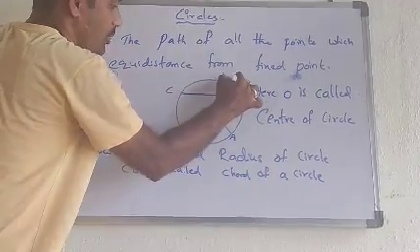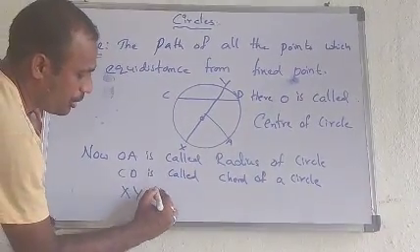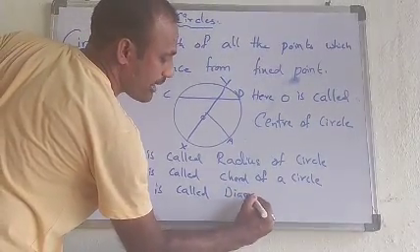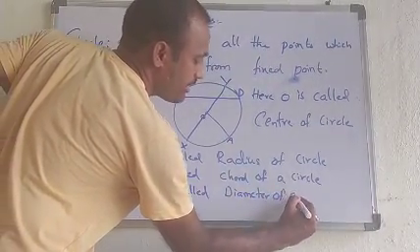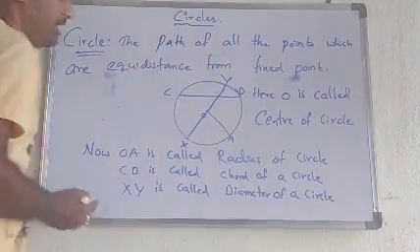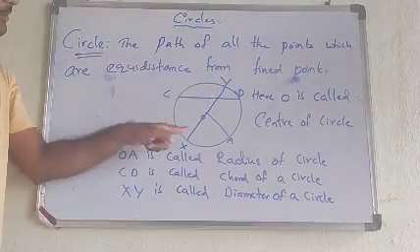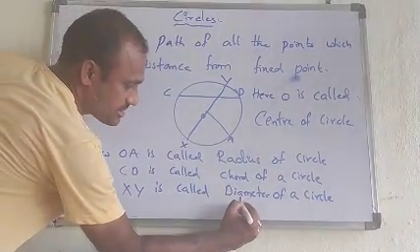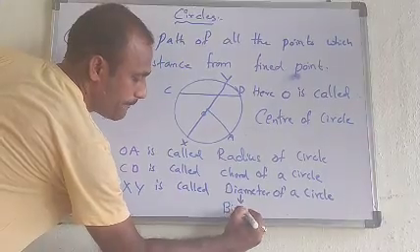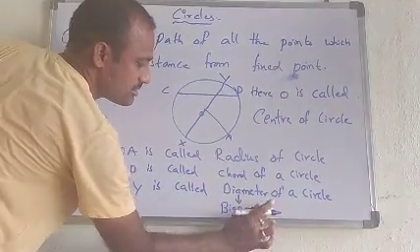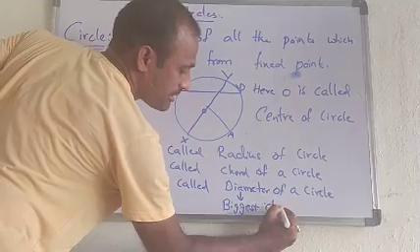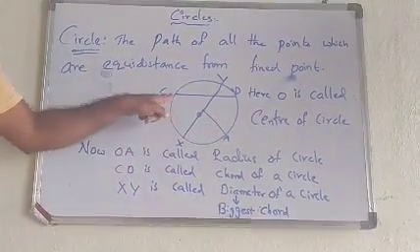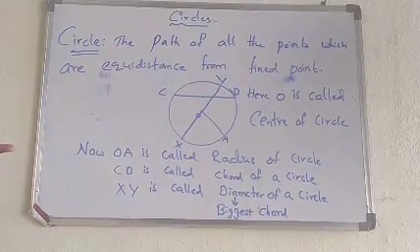Next, if I join any two points on the circle which is passing through the center of the circle, let me give it as X and Y. So XY we are going to call the diameter of a circle. It means that it is also one of the chords, but the biggest chord in a circle will be the diameter. We can write it as the biggest chord of a circle. We are going to call it a diameter.